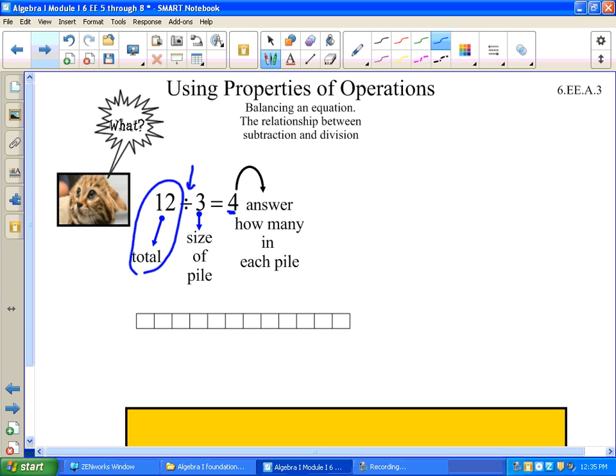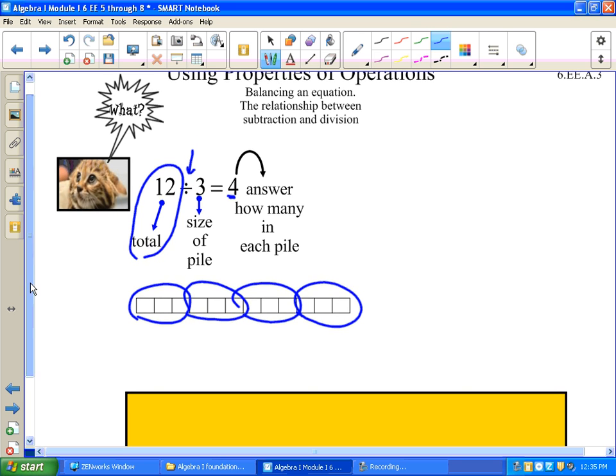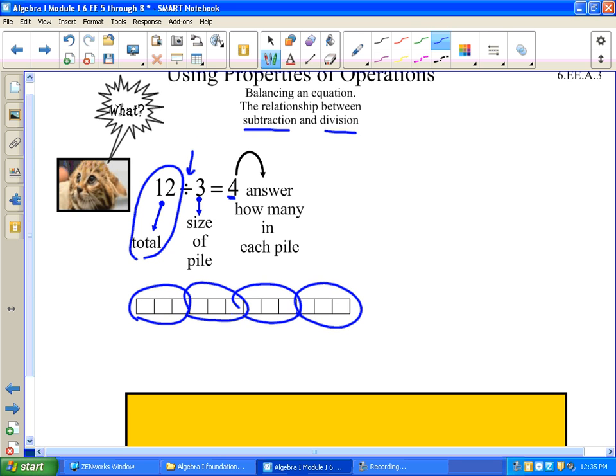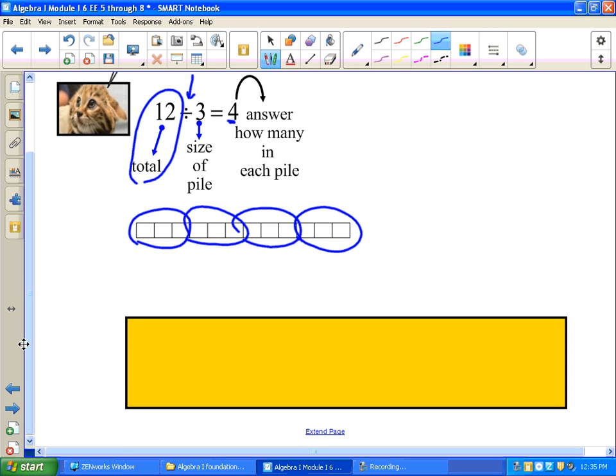You're going to place them into piles of three, and you are going to have exactly four piles. So let's see. Here are the 12 cereal boxes, and we're going to have a pile of three. One pile of three, two piles of three, three piles of three, four piles of three. So that's where our answer is. How many piles do we have? Okay, remember, we're going to find the relationship between subtraction and division.